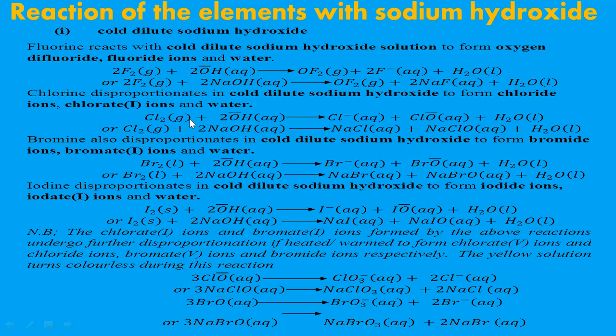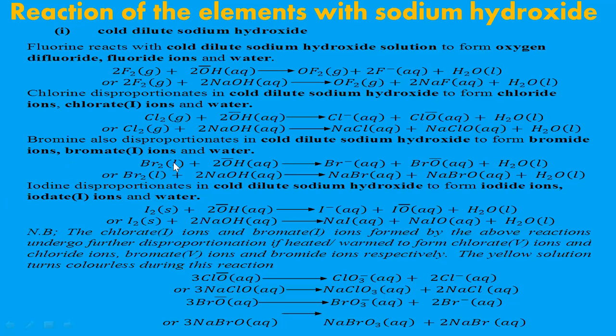It's late. So we are looking at reactions of these elements with the sodium hydroxide. You react cold dilute sodium hydroxide, which of the elements? So chlorine reacts with cold dilute sodium hydroxide, forming chlorate 1 ions, chloride ions, and water. And I told you can consider any of the two reactions, whether ionic or molecular, so long as you can be able to balance it, but not both. The other three react in a similar way.